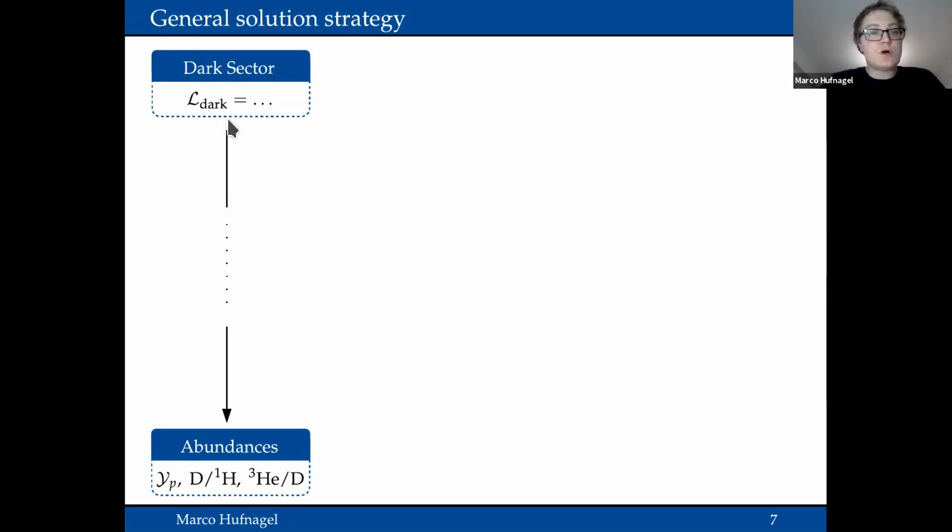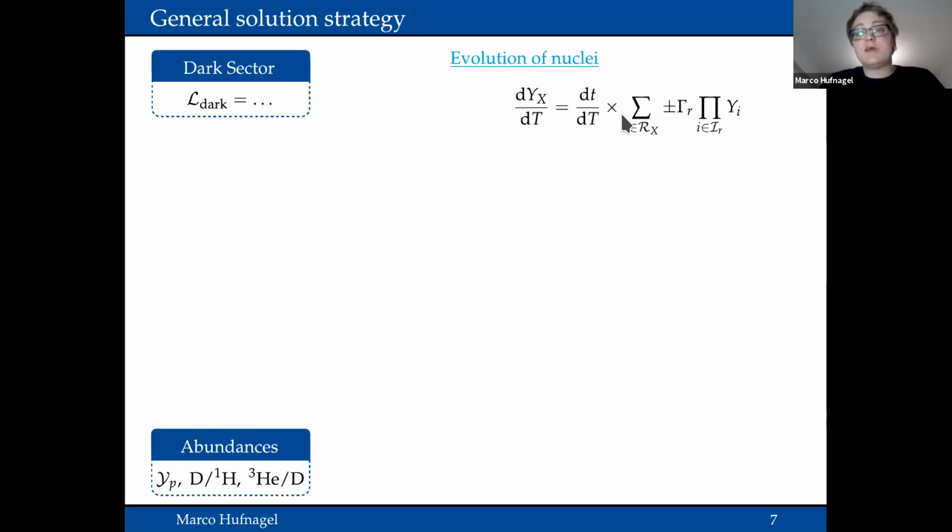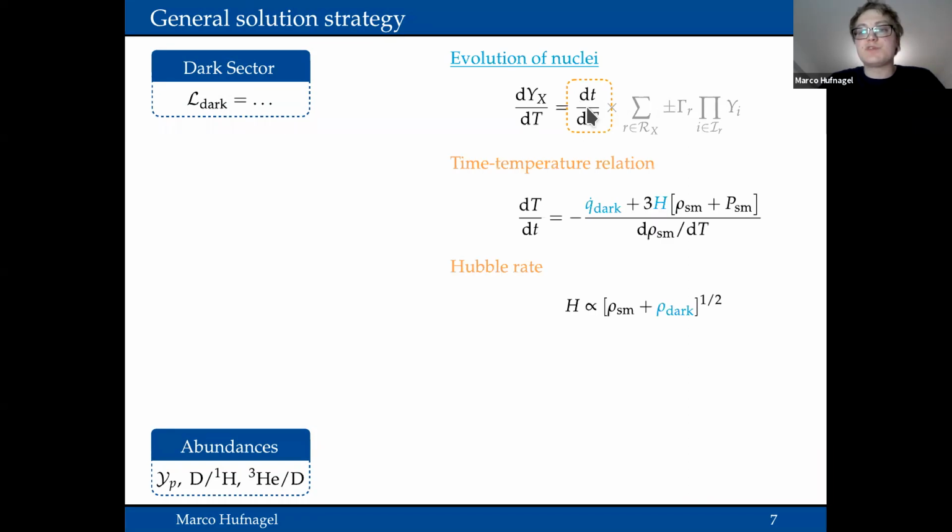So in order to go from here to here, the first thing that we actually have to do is to solve the Boltzmann equation that I showed you in the beginning, but this time in the presence of an additional dark sector. So for our purposes, these different reaction rates actually remain unaltered. This might change if you inject hadronic states, but this is not something that we're interested in right now. So this remains the same, and we have to deal with changes to the time-temperature relation.